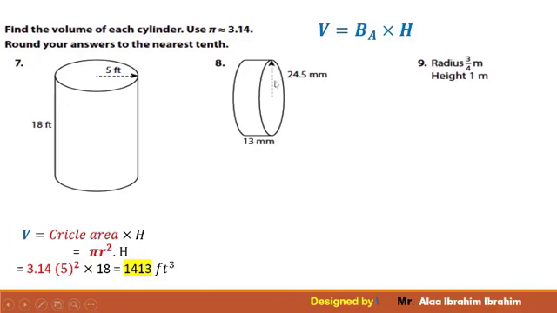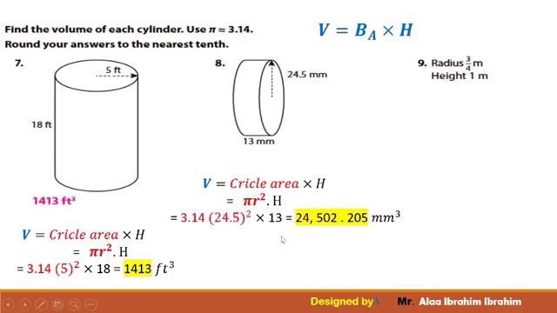Now how to find this? This is my radius also, and this is my height. The distance between this circle and the other circle, if you can imagine it here, okay? So this is my height. The same way, I have circles, pi r squared times height. I change my radius 24.5, I multiply power 2, multiply by height, multiply everything here, give me this result.